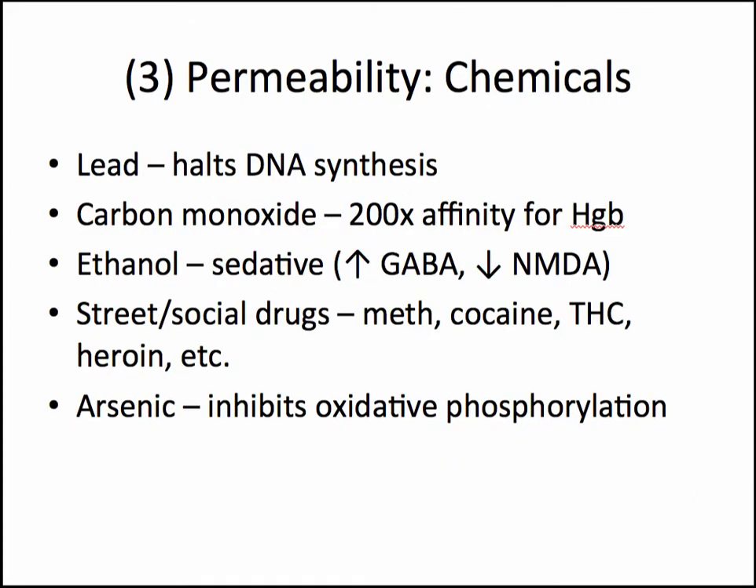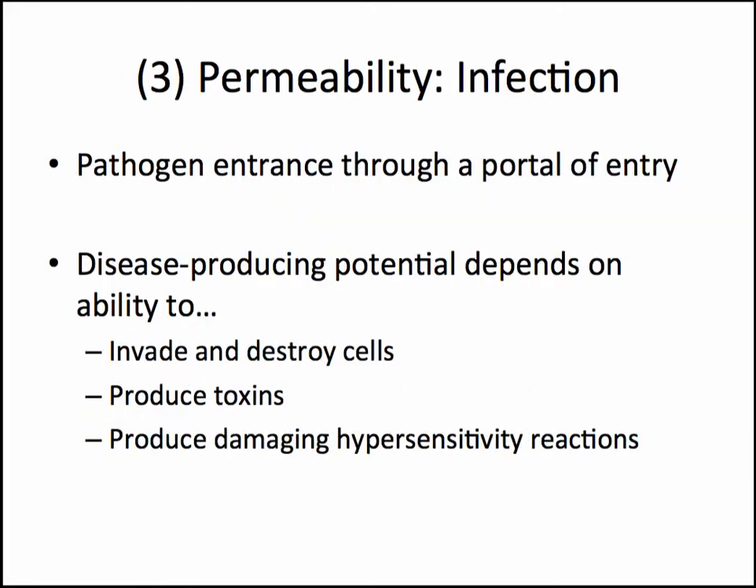There are a variety of chemicals that produce disease. I've listed some examples for you here. Lead halts DNA synthesis. Carbon monoxide has a 200 times affinity for hemoglobin and effectively takes the place of oxygen when binding to hemoglobin. There are several street and social drugs with varying effects. Arsenic inhibits oxidative phosphorylation.